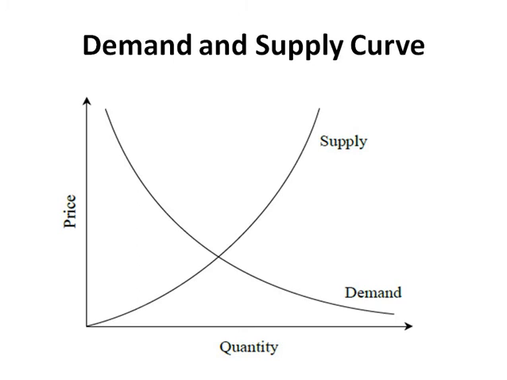So here the demand and supply curve indicates the quantity and price. Based upon the quantity, the price will vary. Whenever the quantity increases, the price also gradually increases, which leads to the supply. And vice versa.